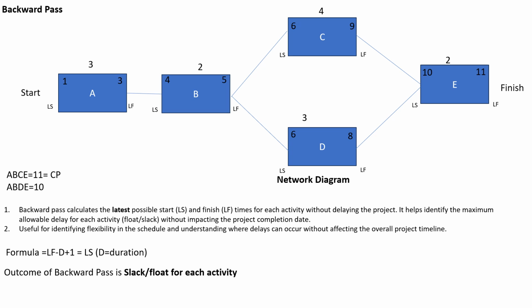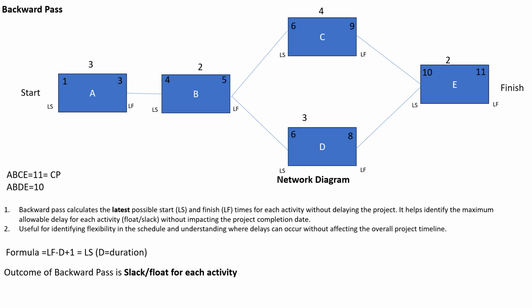In my last video, we discussed the forward pass of the critical path method, and in this video we will be going through the backward pass. So for quick revision, let's see what the forward pass is. Forward pass calculates the earliest possible start and early finish times for each activity in a project. It helps determine the minimum project duration and identifies the earliest times an activity can begin and end without delaying the project.